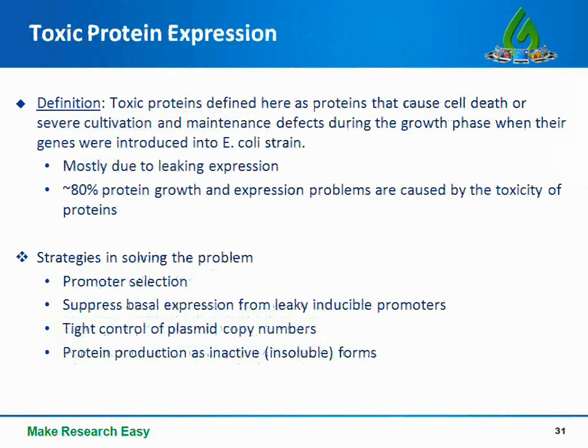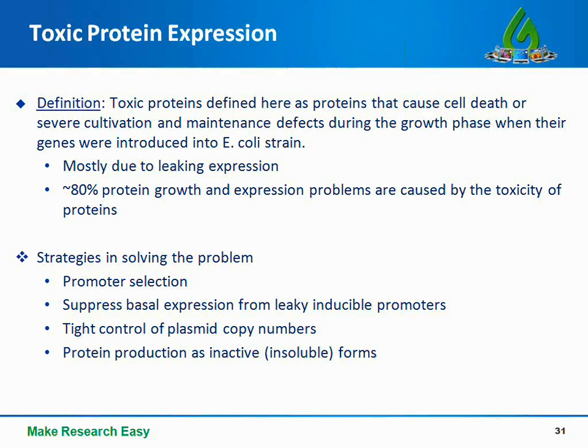Another category of protein that falls into difficult to express proteins is toxic protein. Toxic proteins are defined here as proteins that cause cell death or severe cultivation and maintenance defects during the growth phase when their genes are introduced into E. coli. It's mainly due to leaking expression. It's estimated that about 80% of protein growth and expression problems are caused by the toxicity of the proteins.